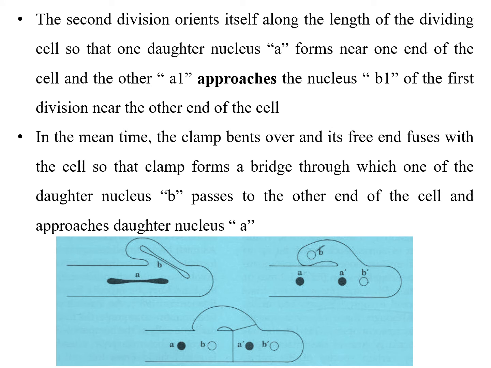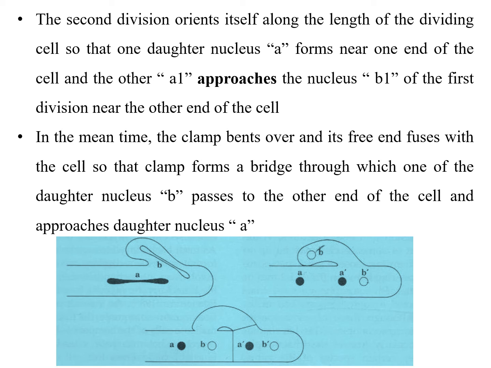orients itself along the length of the dividing cell, so the daughter nucleus A forms near one end of the cell and the other, A1, approaches the nucleus B1 of the first division near the other end of the cell. In the meantime, the clamp bends over and fuses with the cell. Here you can see the clamp fuses with this dikaryotic hyphal cell, then it forms a bridge or septum, so that daughter nucleus B passes to the other end of the cell and approaches the daughter nucleus A.